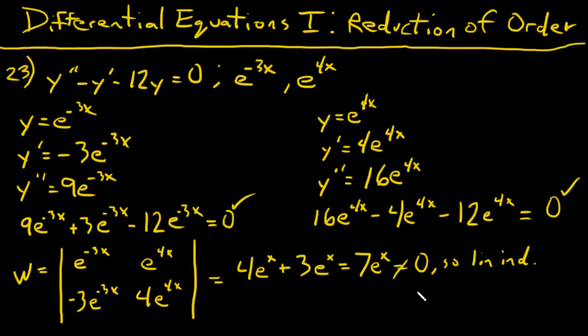Since I know that they're linearly independent, I can now form the general solution. The general solution is going to be y equals some constant c1 times the first solution, e to the negative 3x, plus c2 times the second solution, e to the 4x. And there you have it. That is the general solution, and that is all that we really needed for number 23 after we did the verification. So cool. Hopefully that wasn't too bad. Now we can move on to the next one.